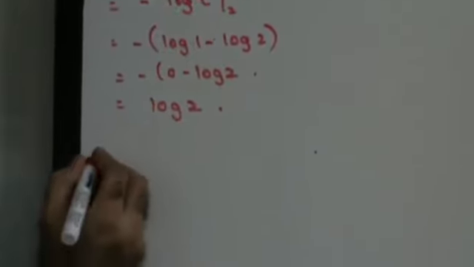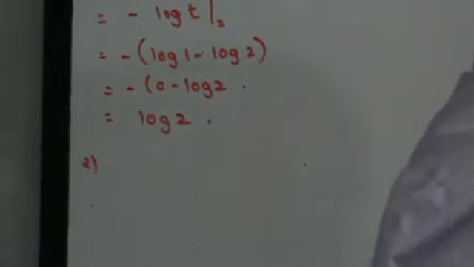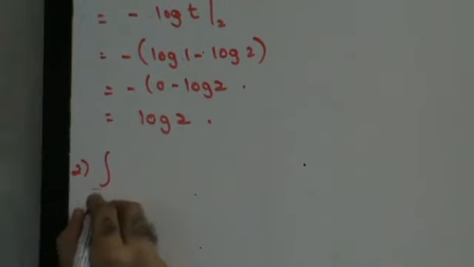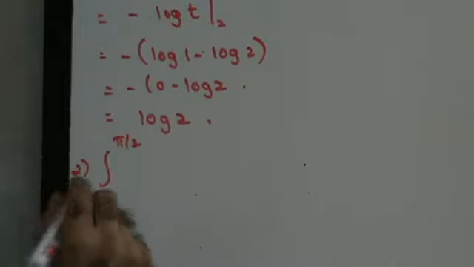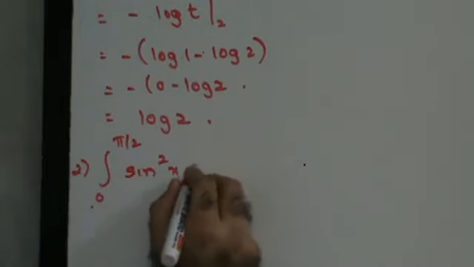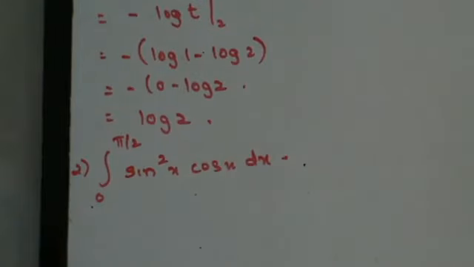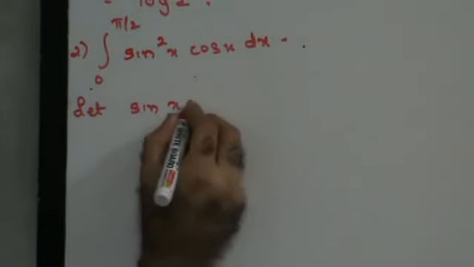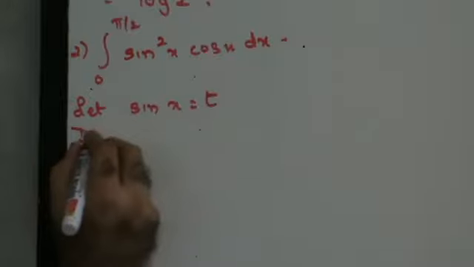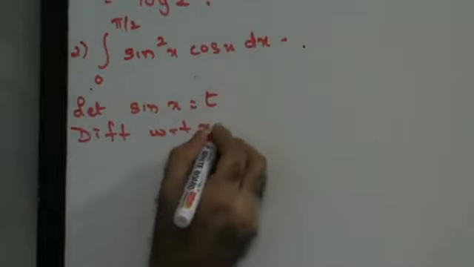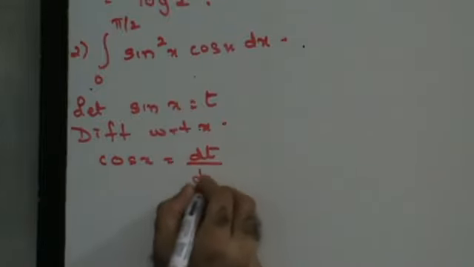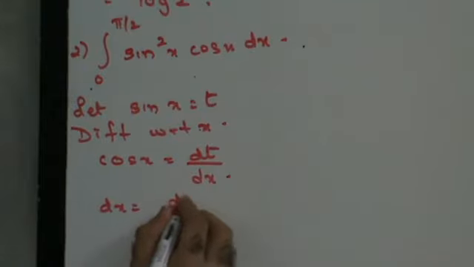Right? Next, let's see another sum, guys. Integral of 0 to pi by 2 sin square x cos x dx. Right? Now let us assume sin x be equal to t. If I differentiate with respect to x, dy dx of sin x is cos x. So cos x will be nothing but dt by dx. So dx is dt upon cos x.